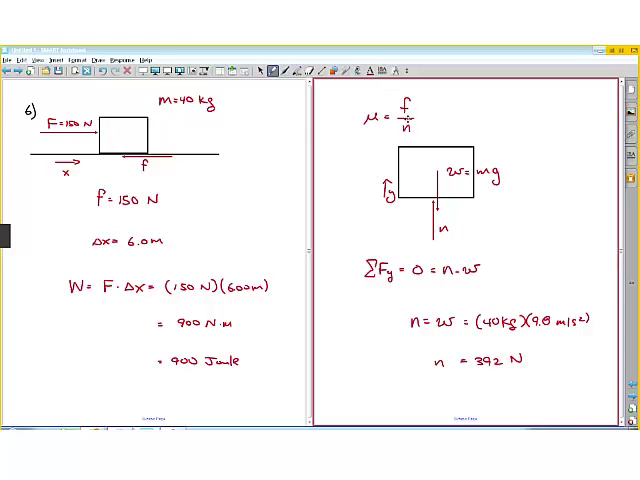We know the friction force has to equal the pushing force because otherwise we'd accelerate. And it specifically says in the problem that it does not. It says it goes at constant, that's the exact words they use, constant speed. So we have 150 newtons of friction. We have 392 newtons of a normal force.